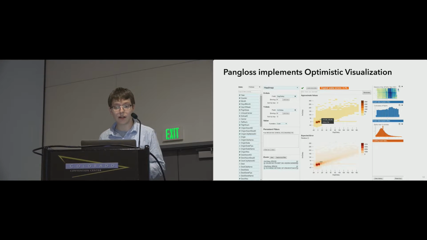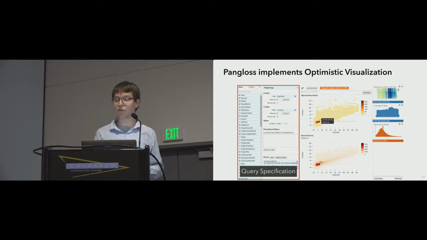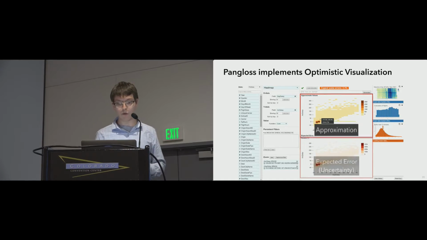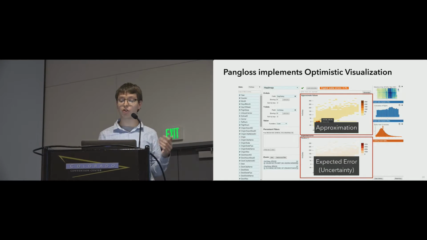And we implemented this idea in Pangloss, which implements optimistic visualization. In the query specification pane on the left here, analysts can specify a visualization by dragging and dropping fields or writing filters. These visualizations then appear in the center. While the analyst works on approximations, the interface visualizes the value together with the uncertainty. Currently, Pangloss supports two kinds of visualizations: bar charts and table heat maps for 1 and 2 dimensions. For bar charts, we use error bars, while for heat maps, we show a separate visualization of the approximation and the uncertainty.